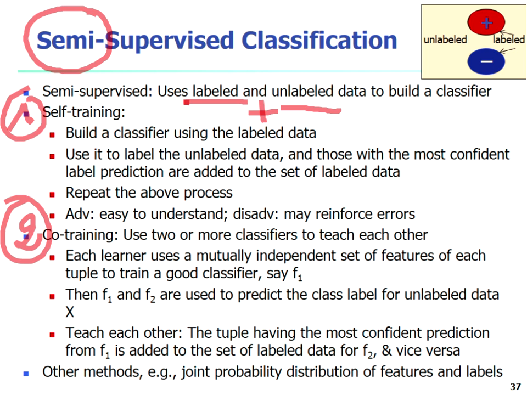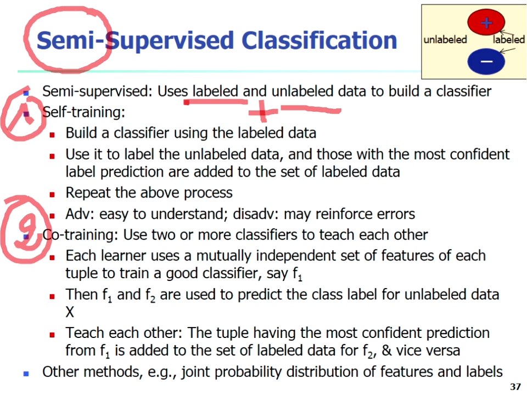The second manner is co-training. So what is the meaning of co-training? We will use 2 or more classifiers to teach each other. How can we do it? Each learner uses a mutually independent set of features of each tuple to train a good classifier, say F1 for example. Then F1 and F2 are used to predict the class label for unlabeled data X. They teach each other, so the tuple having the most confident prediction from F1 is added to the set of labeled data for F2 and vice versa.